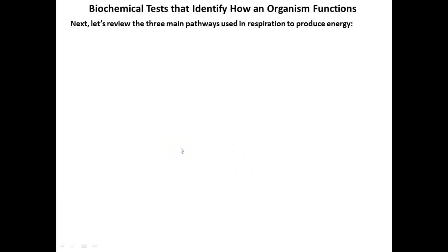So what are the three main pathways in respiration? What happens first? We've got to break down a glucose molecule. What do we call that process? Glycolysis. And then it's going to be converted into another molecule that goes into what cycle? The Krebs cycle, or citric acid, or TCA cycle.